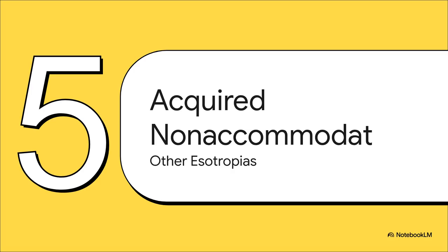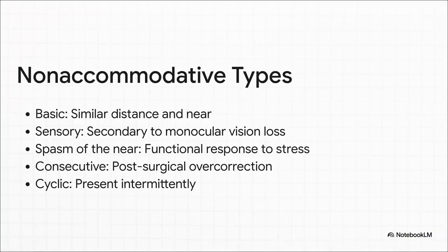Section 5. Acquired non-accommodative esotropia. Let's build out our non-accommodative differential diagnosis for these acquired cases. Basic is pretty much just the acquired version of congenital ET, where distance and near deviations are equal but hyperopia is minimal. But here is your big clinical pearl. If a 6-year-old suddenly develops a basic esotropia out of nowhere, aggressively look for neurological signs, headaches or papilledema, and get an MRI to rule out an intracranial mass.